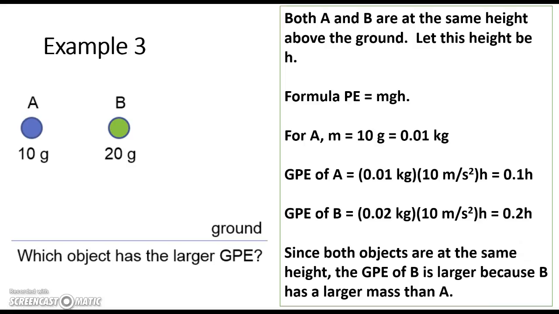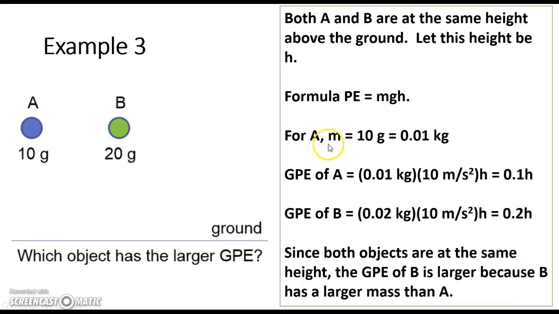Okay, so let's look at an example 3. In order to understand the formula mgh, what does it actually tell us? I've got two objects, A and B. Both are at the same height above the ground, but we notice that B has a larger mass than A. So which object has the larger gravitational potential energy? Let's look at the formula. The formula for the gravitational potential energy is mgh.